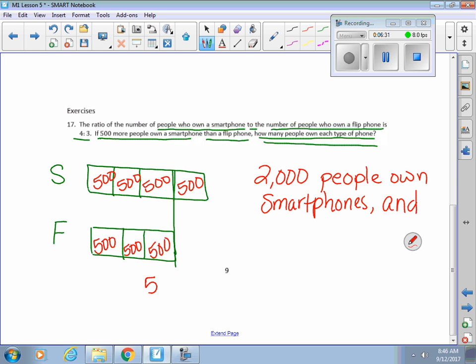We have 500 times 3 units, right? So 3 times 0 is 0. We've got the other 0. 3 times 5 is 15. So we have 1,000. Not 1,015, 1,500. Yep. So 1,500 people own flip phones.